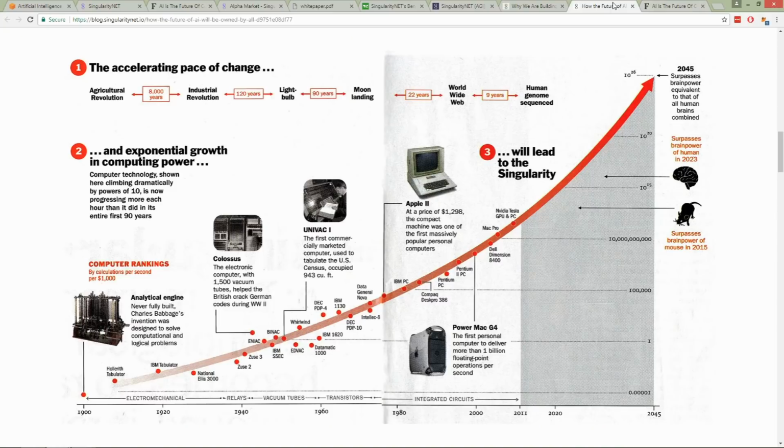I'm going to leave you with this chart that talks about the progress of computational power. And as always, thanks for watching.